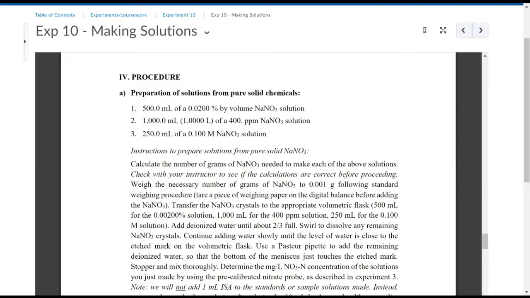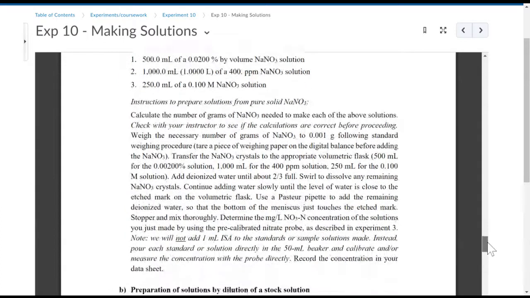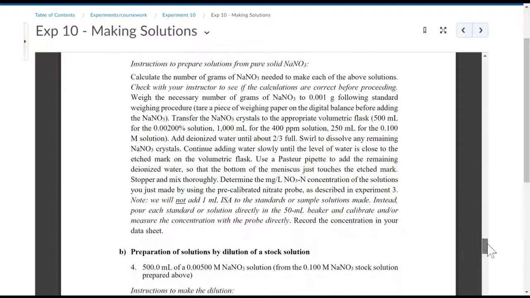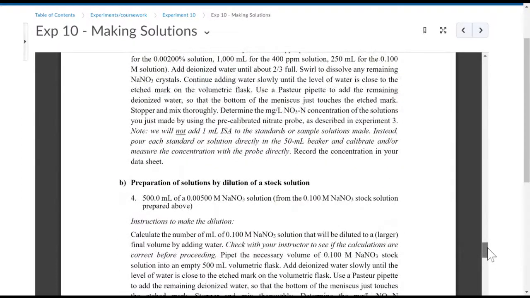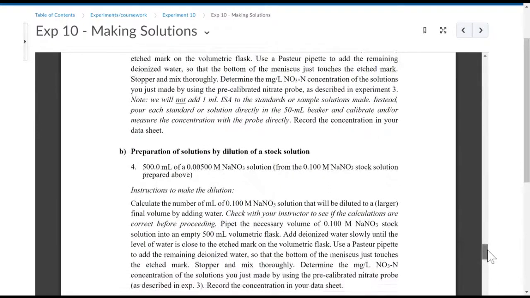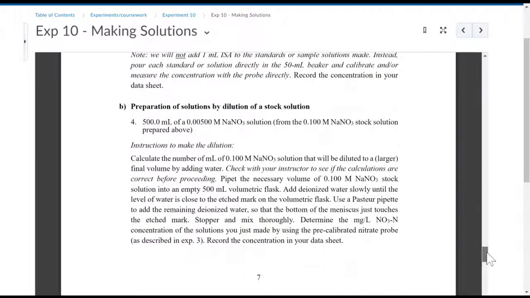What's the next step for your experiment? After we make those 3 solutions, since we did the calculation, we are going to make those solutions. Then we are going to use the machine, and using the machine, we will find out if the solutions that we made are okay or not. We also need to do the calculation, and we make solution number 4 by dilution.